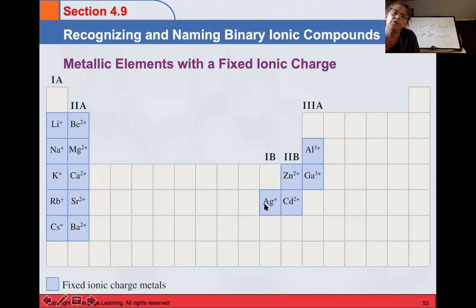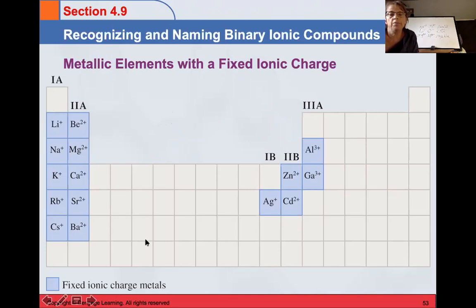So there's a few other elements that have a fixed charge, but I'm not actually going to make you guys learn these. So the only ones you need to know that have a fixed charge are groups 1, 2, and aluminum. You don't have to learn these other ones. You only have to know groups 1, 2, and aluminum. So all of the metals in groups 1, 2, and aluminum in group 3 have a fixed charge. So you always know what the charge is going to be.